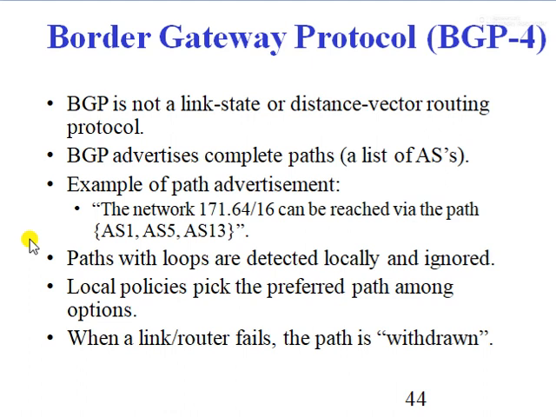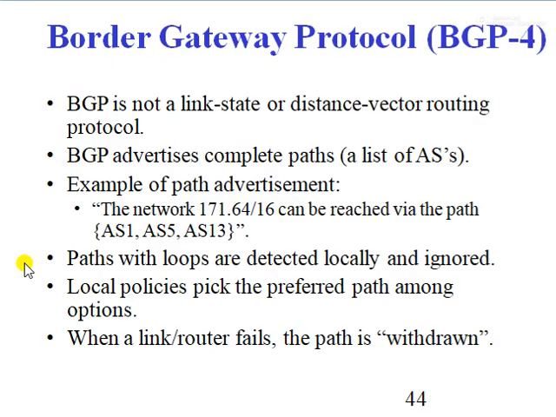So BGP is not a link state or distance vector routing protocol. BGP advertises complete paths, an example of path advertisement. Path loops are detected locally and ignored. Local policies pick the preferred path among the options. So, some more about BGP operations.